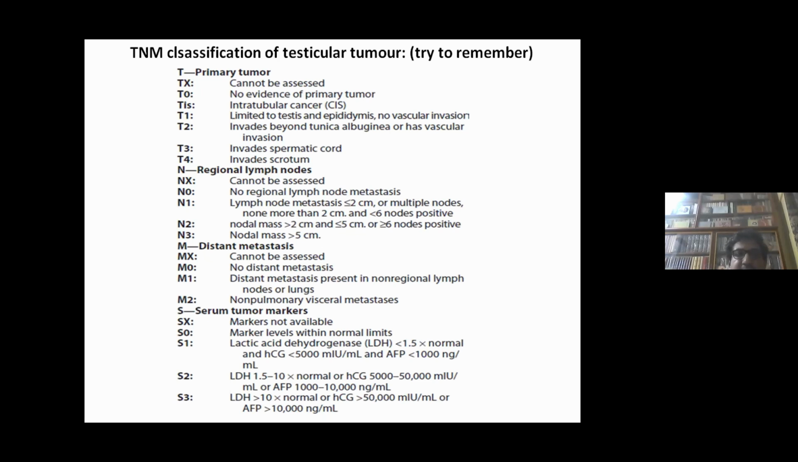Regional lymph nodes: NX, cannot be assessed. N0, no regional lymph node metastasis. N1, lymph node metastasis less than or equal to 2 cm, or multiple nodes, none more than 2 cm, and less than 6 nodes positive. N2, nodal mass more than 2 cm, and equal to or more than 6 nodes positive. N3, nodal mass more than 5 cm. M stands for distant metastasis.